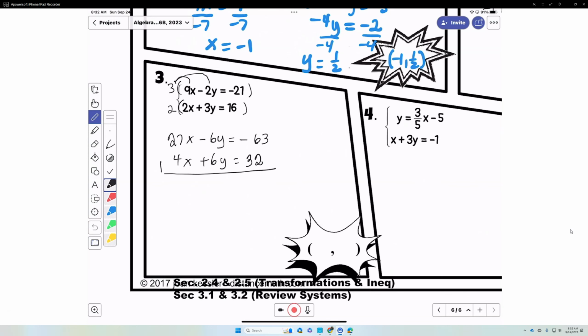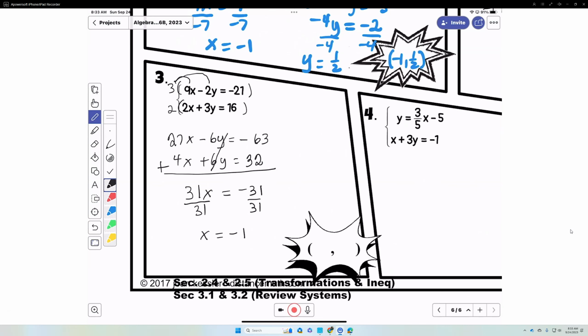I'm going to go ahead and add. Negative 6y plus 6y is 0. 27x plus 4x gives you 31x equals negative 63 plus 32 gives you negative 31. And if we divide both sides by 31, we notice that x equals negative 1.